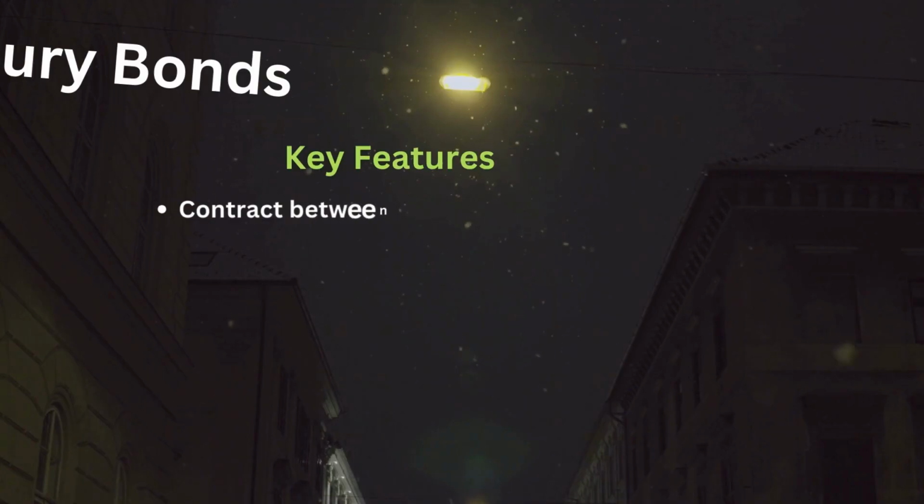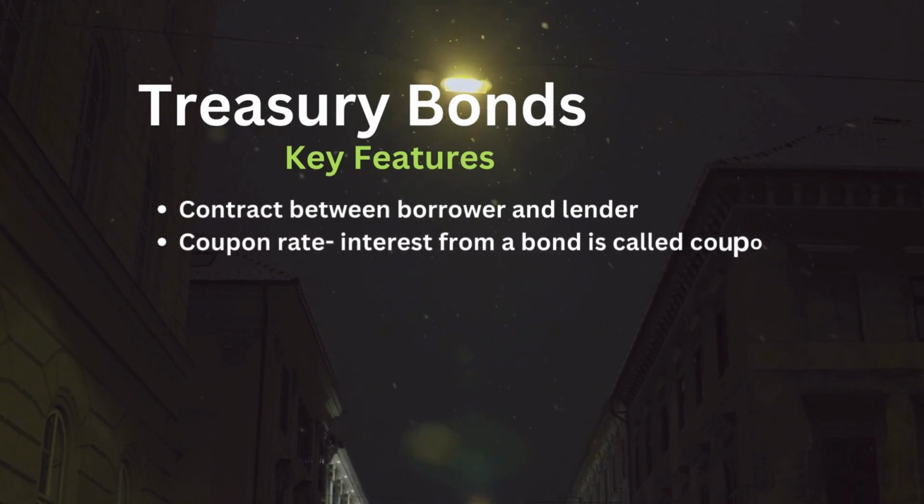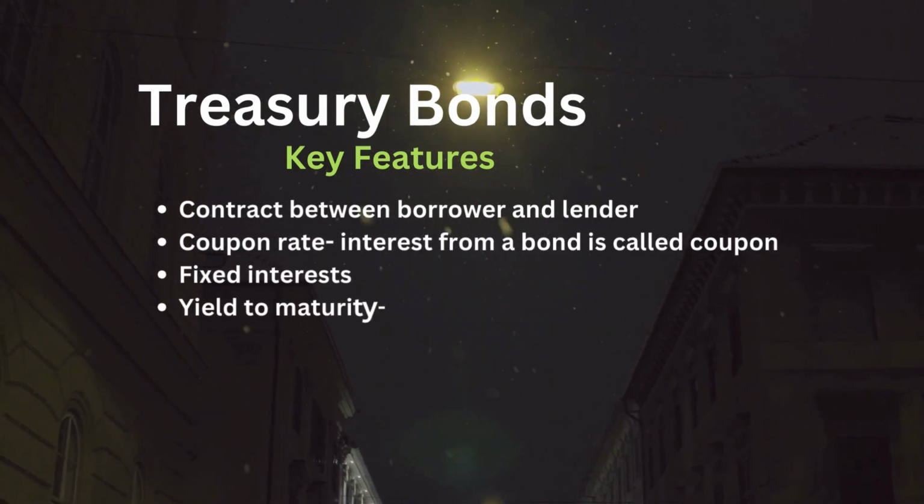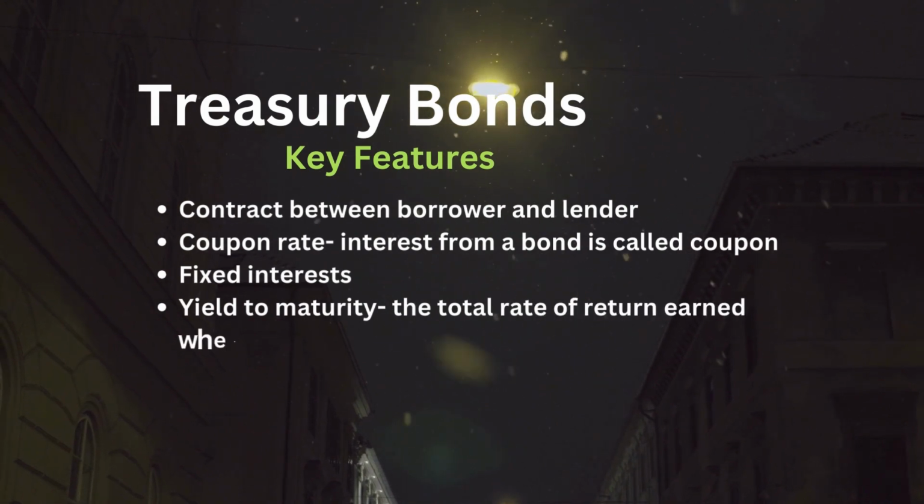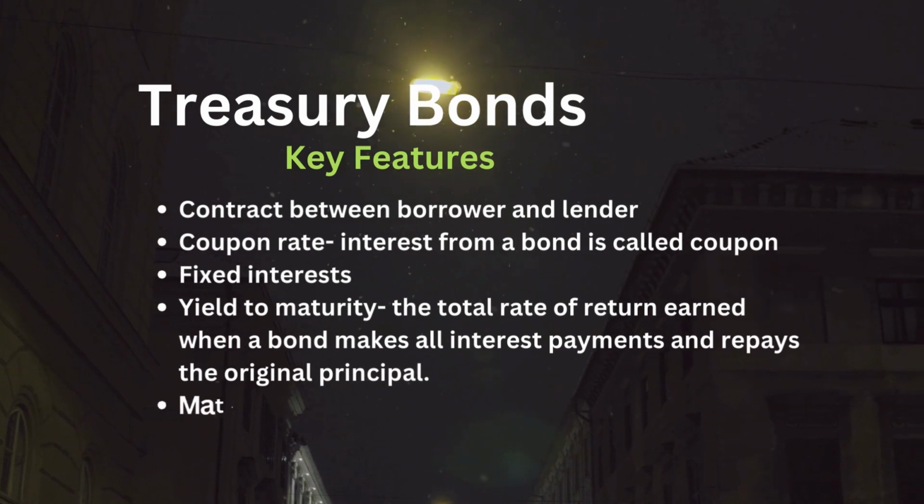Some key features of the Treasury bonds include: it is a contract between a borrower and a lender. Like we said, Treasury bonds are just loans where the lender gives the borrower some amount of money and then they agree on certain terms and conditions.